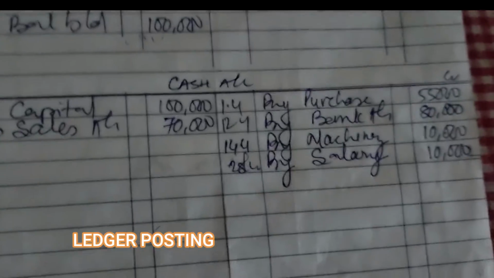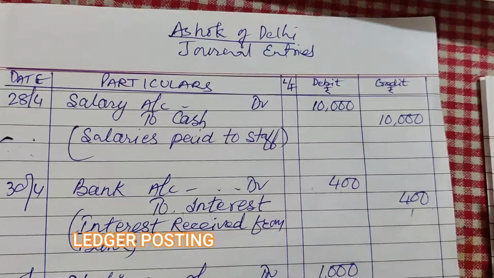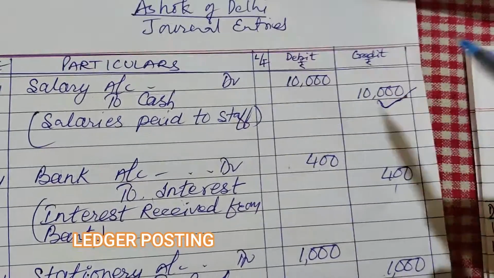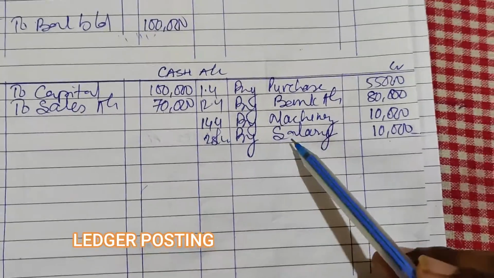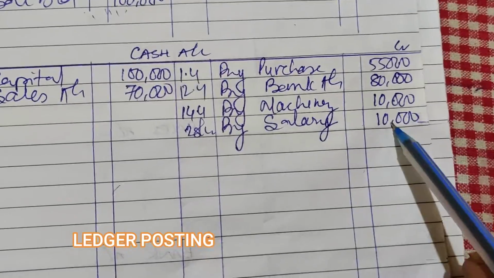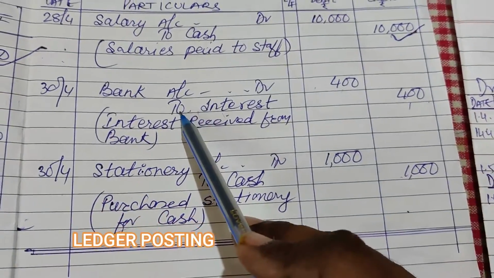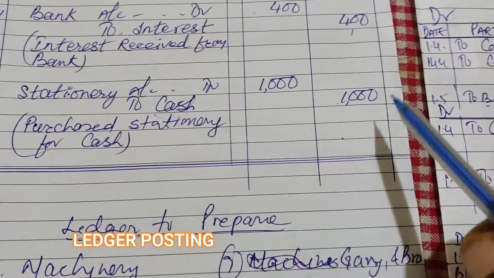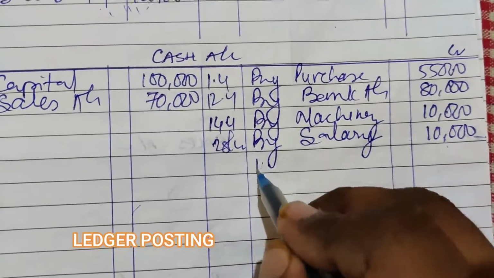10,000. Okay, so in this way, the next entry is salary, which is also posted. Salary account is debited, cash is credited: by salary on the cash side, and in the salary account, to cash. Now this cash credit is posted. Next, stationery to cash 1,000, so we post it here. Stationery account is debited to cash, and the cash is credited by stationery.